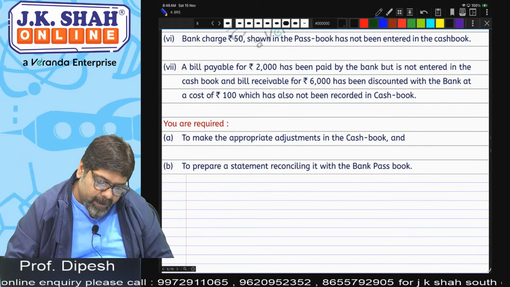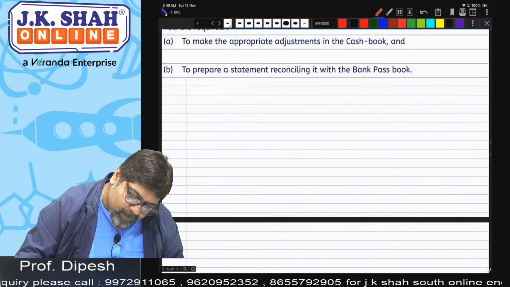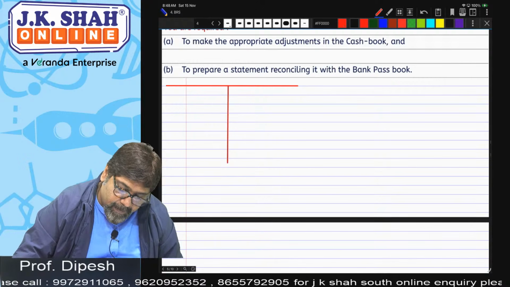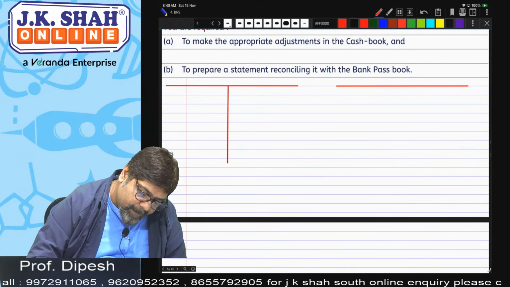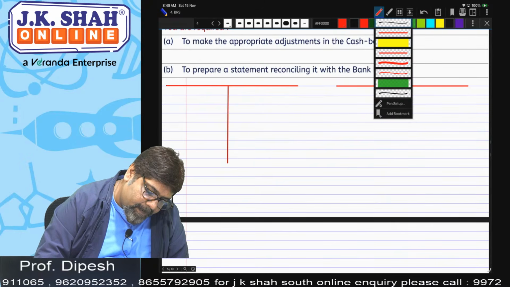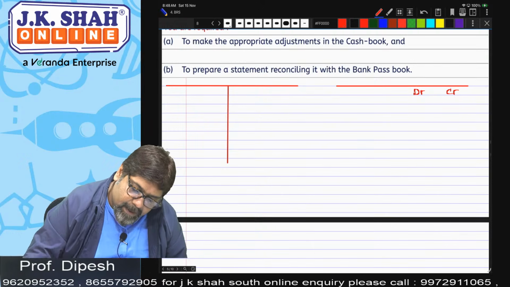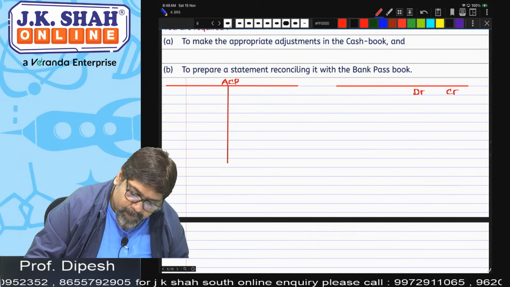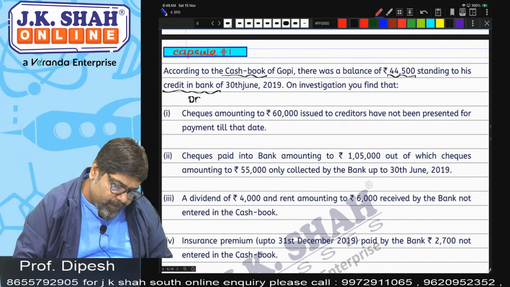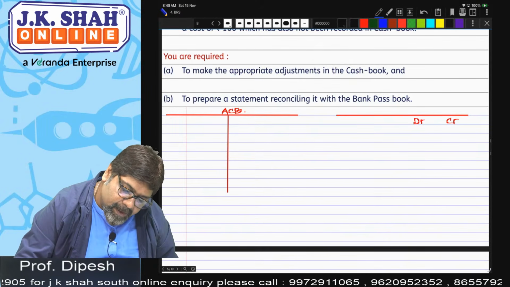Now, to make appropriate adjustment in the cash book and to prepare the BRS, we are supposed to prepare the amended cash book. I will do this question a little rough. ACB, debit, credit. I'll just write the amounts now. Okay, so 44,500 standing to his credit, so 44,500 will come on the debit side.